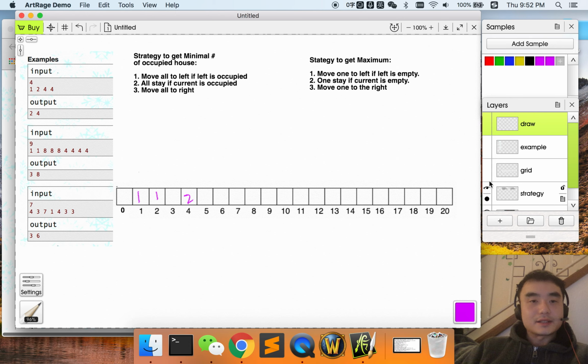So what's the strategy? To get the minimal number of occupied houses, we have a best strategy to move the people inside the first house. There are 3 parts in the strategy. The first thing we need to try is to find out if the house to the left of the current house is occupied. In this case, it's empty, right? So we move all of these guys to its left.